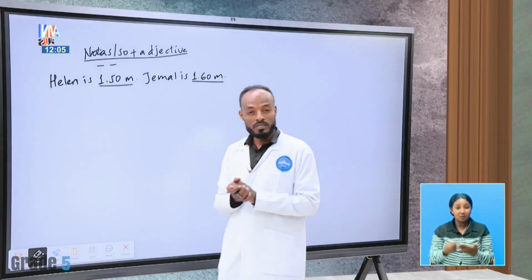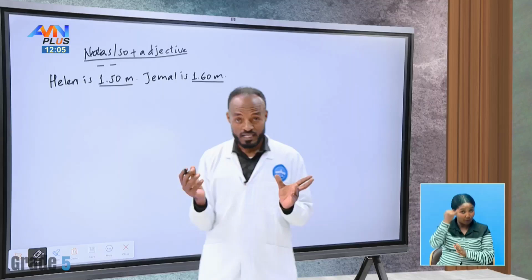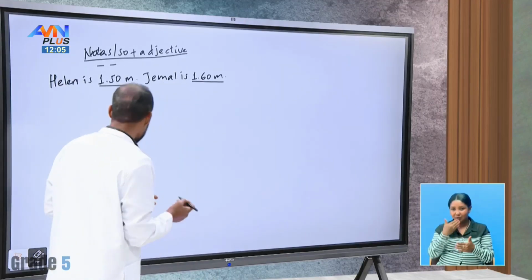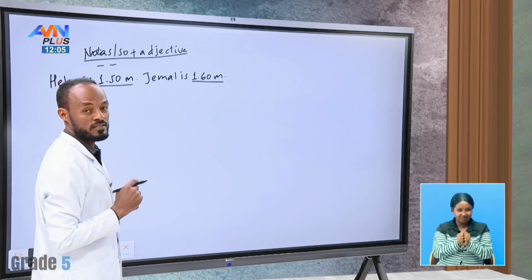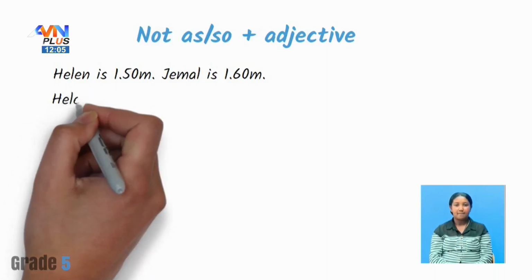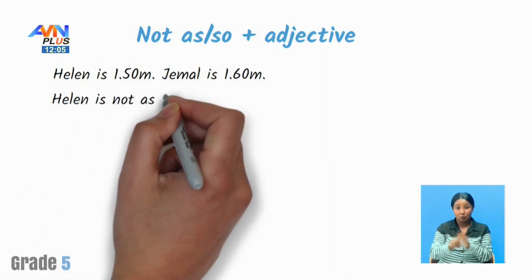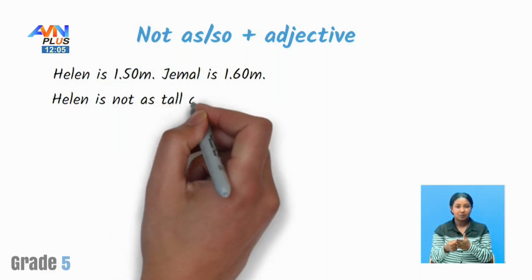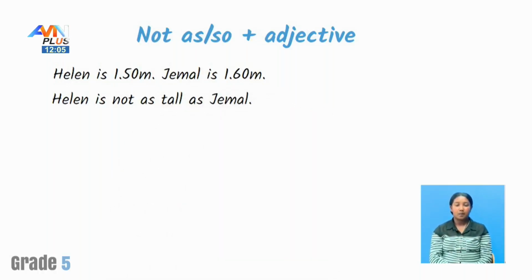So, who is taller? Yes? Jamal, yeah? So, come on here. We can use this structure to make them one single sentence. For example, we can say, Helen is not, we're talking about their height, okay? So, is not as tall as Jamal.